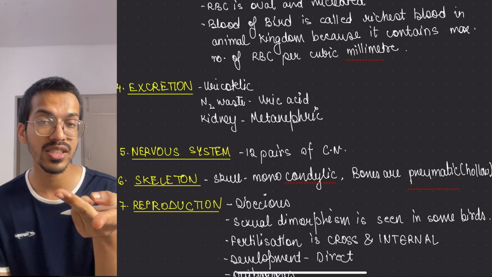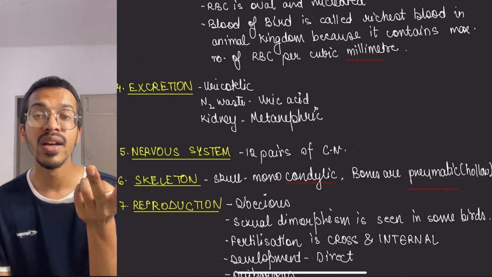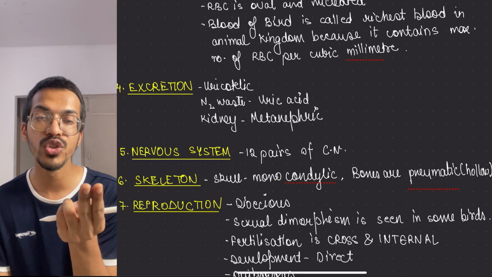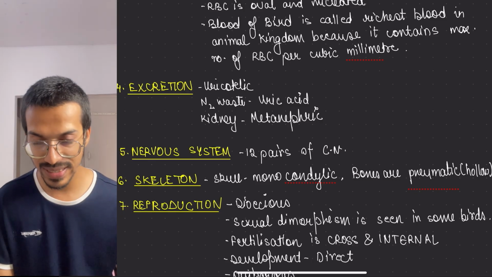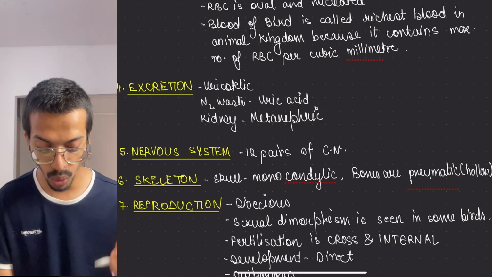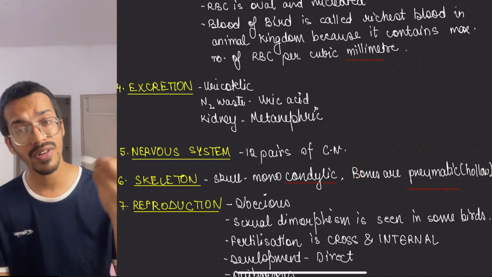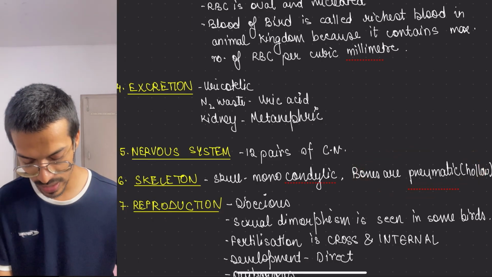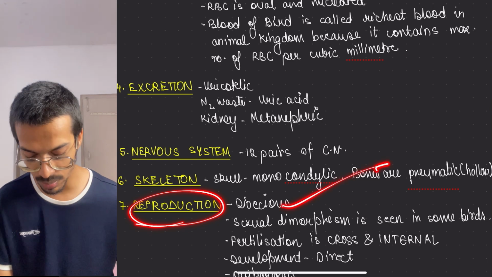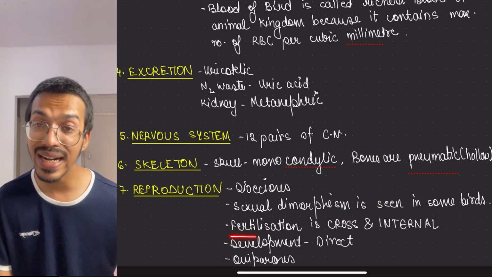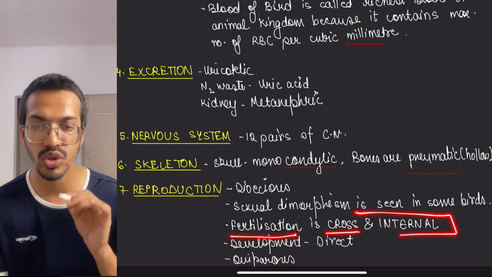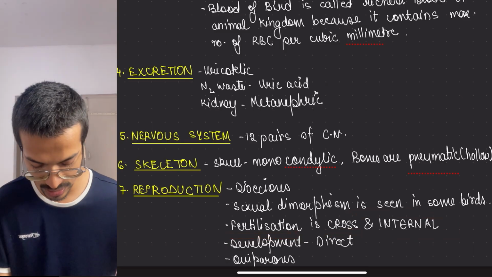If more things were there, what would happen? That would be very tough. So what happened? Two condyles fused and formed a single condyle to work as one. Okay, so bones are pneumatic, hollow, which help in flying. Then reproduction: they are dioecious, with sexual dimorphism in some of the birds. Then fertilization is cross and internal fertilization takes place.